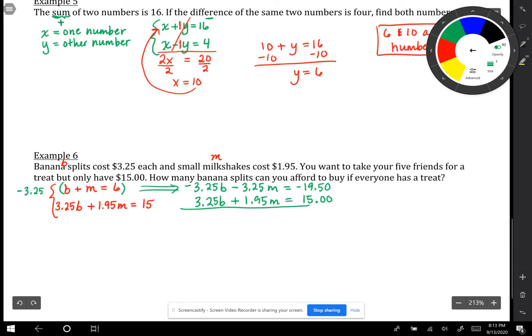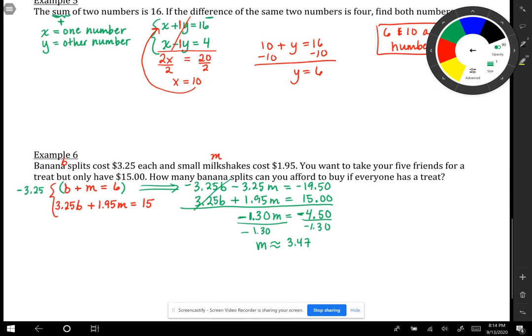Okay, those cancel because we wanted to eliminate B's. Do the math here. So 5 minus 5 is 0. But remember, that's a negative. So you have negative 1.30 m equals negative 4.50. Divide by negative 1.30. And m, I did the division already. So divide those two and you get m is about 3.47.